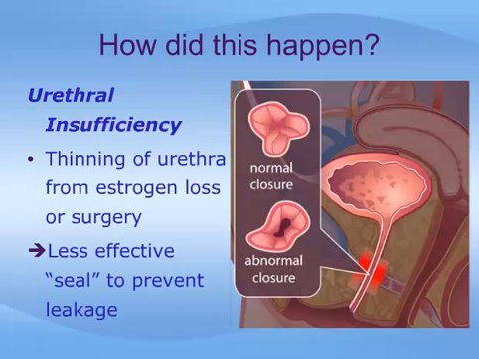The normal urethra is made of spongy vascular tissue that collapses in on itself, and this also helps to prevent urinary leakage by creating a kind of seal. This tissue depends on estrogen, and unfortunately, it thins out after menopause or after surgery, such as a previous incontinence operation.